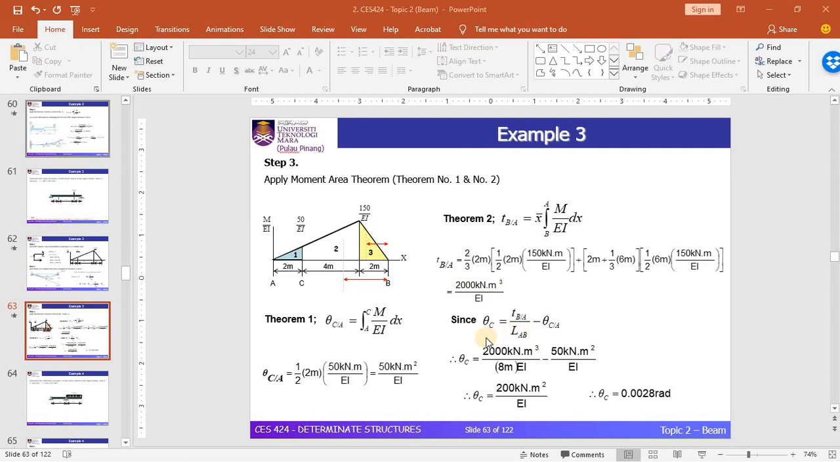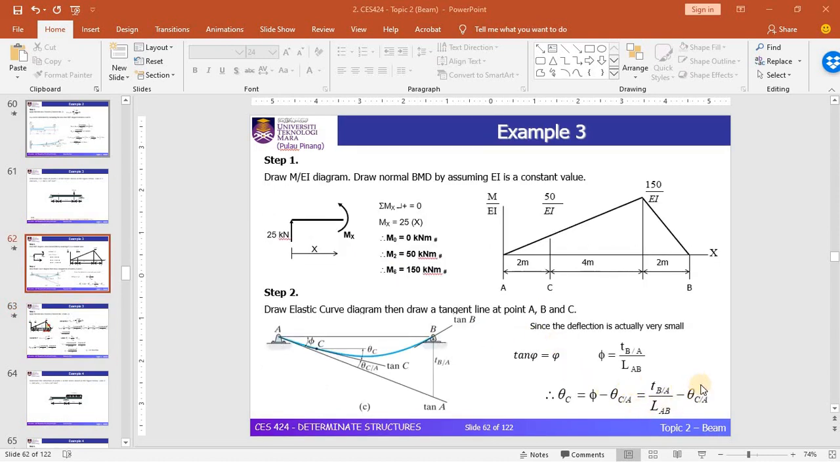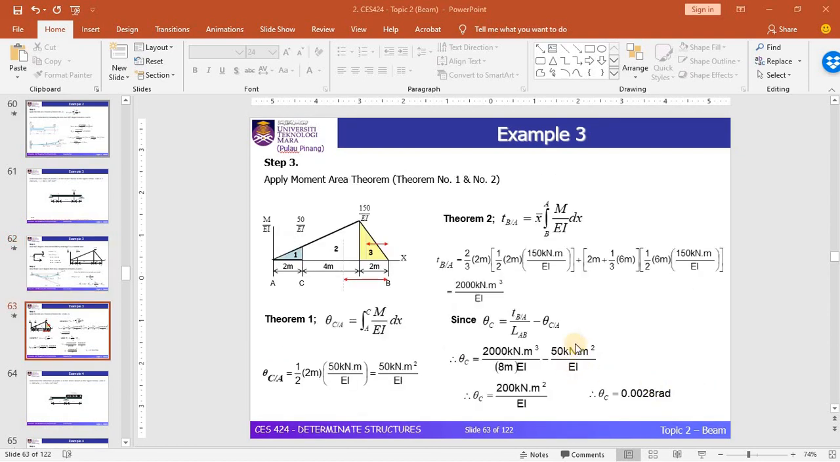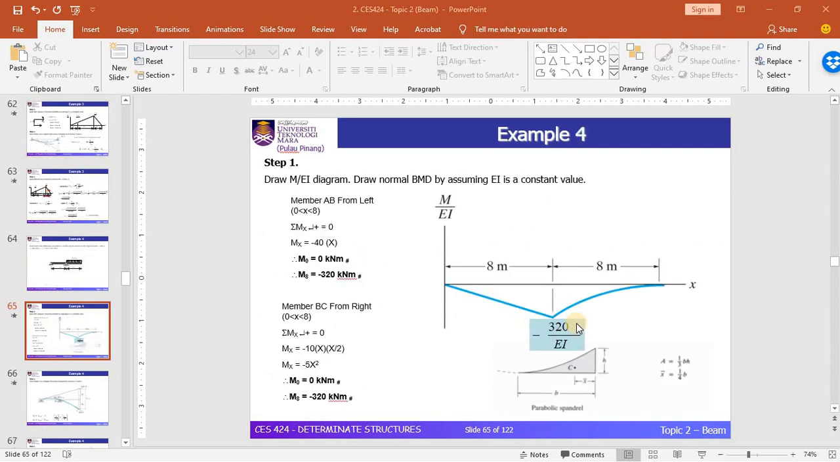By using the equation that we established in the previous slide and plugging in the equations for theta CA and TBA, you can see that theta C is equal to 200 over EI. By substituting the value of the flexural rigidity into this equation, the angle at point C is equal to 0.0028 radian.